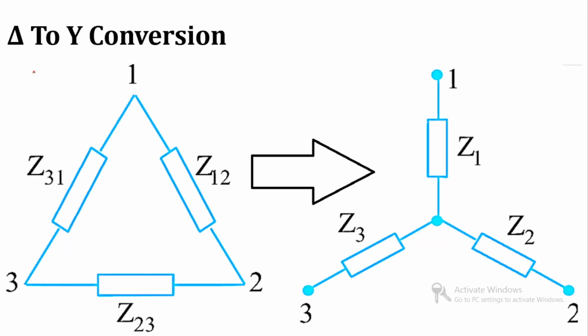So, let's consider the first conversion, that is delta to star. If you have a delta connected load and you want to convert it into a star connected load, then what should be the conversion from delta to star? Let's consider the different impedances Z12, Z23 and Z31, and Z1, Z2 and Z3.